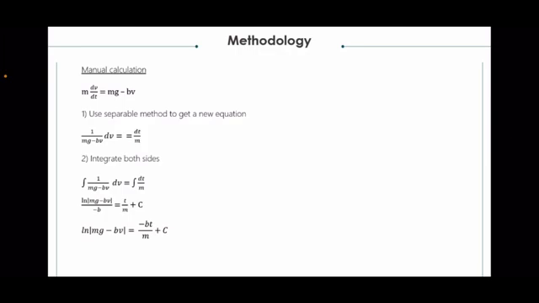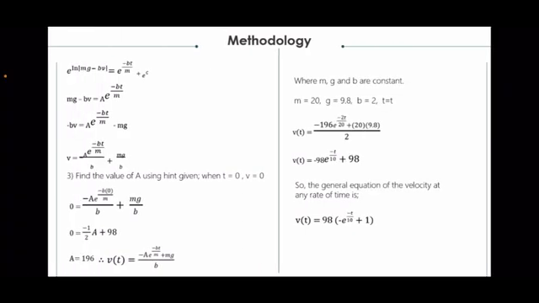On top we can see the first equation. The first step is to use the separable method to get a new equation. The second step is to integrate both sides. After the integration, the equation is rearranged in order. Then apply the exponent on both sides to eliminate the ln.